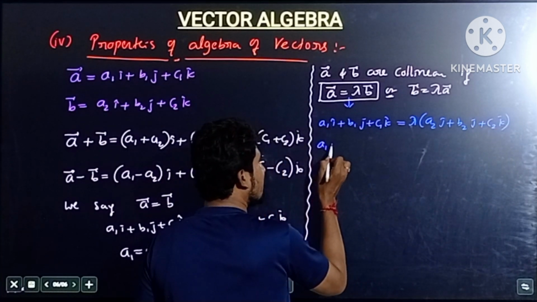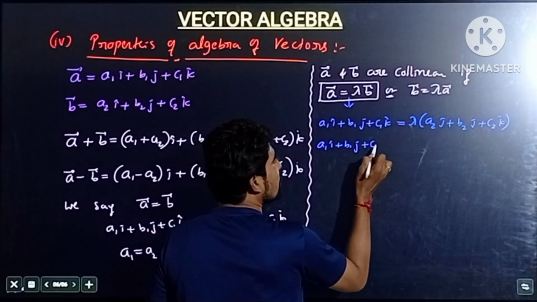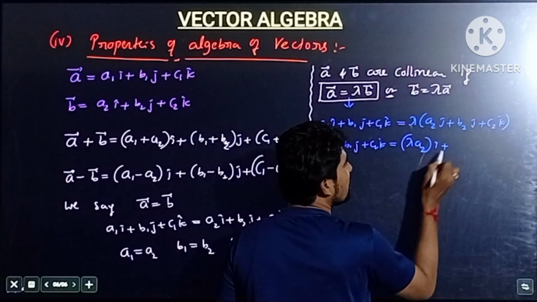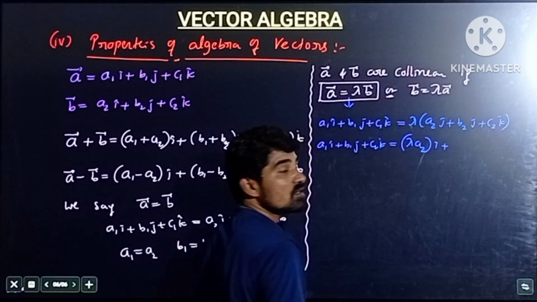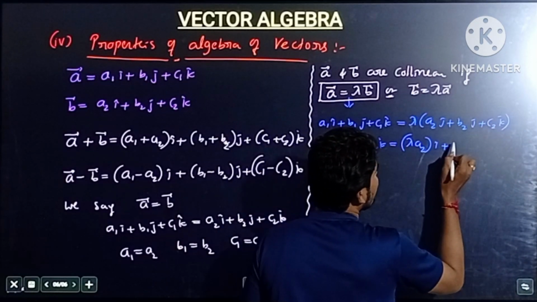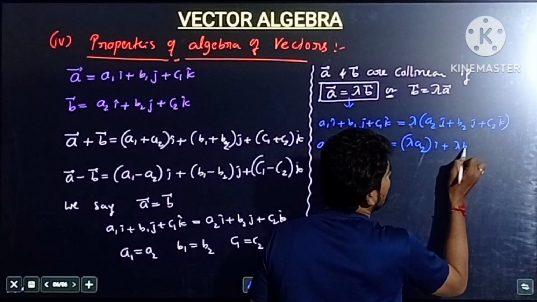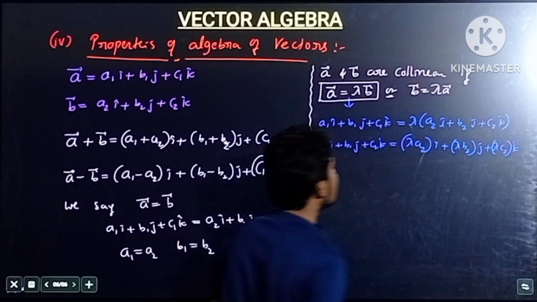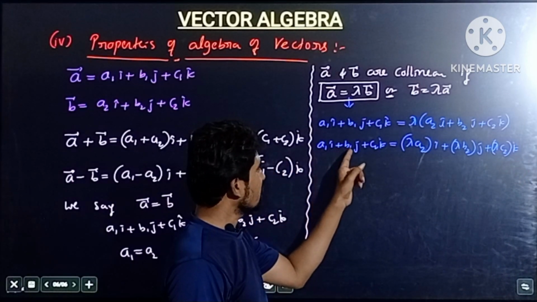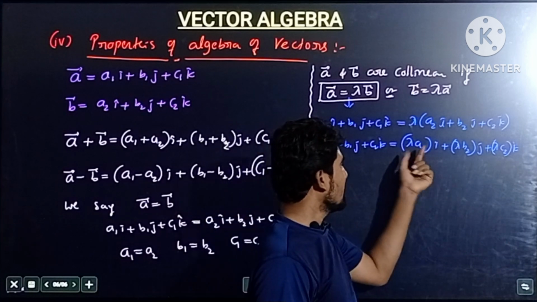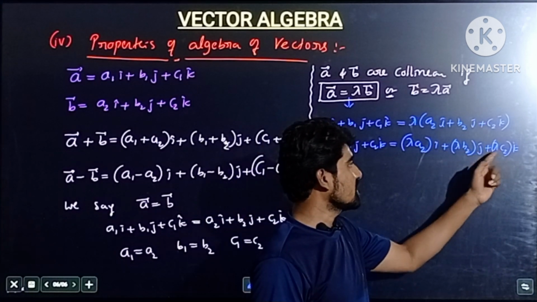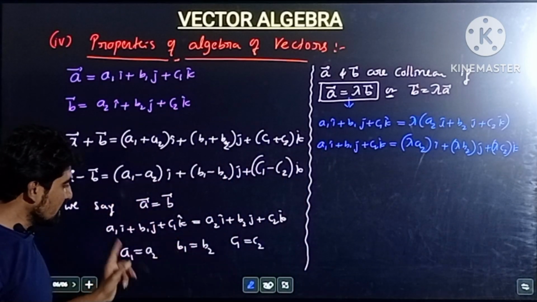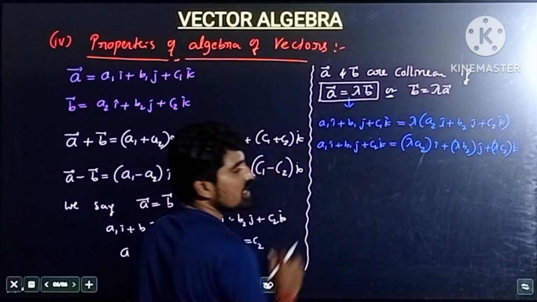And see here, A1i plus B1j plus C1k is equal to lambda into A2i plus, multiply lambda with each and every term inside the bracket, lambda into A2i plus lambda into B2j plus lambda into C2k. Now observe here, first vector A1i plus B1j plus C1k equal to lambda A2i plus lambda B2j plus lambda C2k. So these two vectors are related by the sign equal. By the definition of equality of vectors, corresponding coefficients of i, j and k are equal.